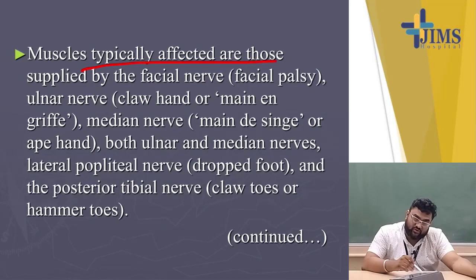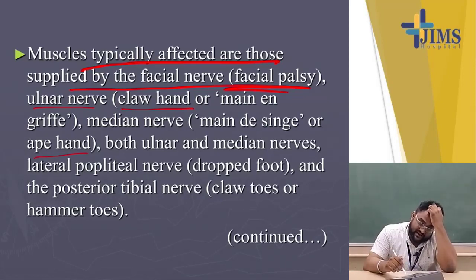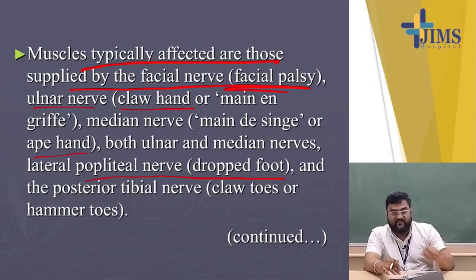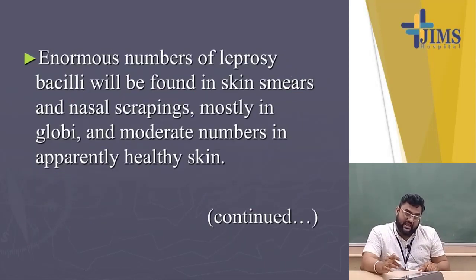Muscles affected, such as those supplied by the facial nerve, can lead to facial palsy, the ulnar nerve can lead to claw hand, the median nerve can lead to ape hand, and both ulnar and median nerves can be involved. Lateral popliteal nerves may lead to drop foot, and the posterior tibial nerve may lead to claw toes or hammer toes. An enormous number of leprosy bacilli will be found in the skin.